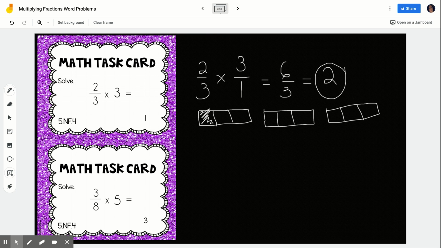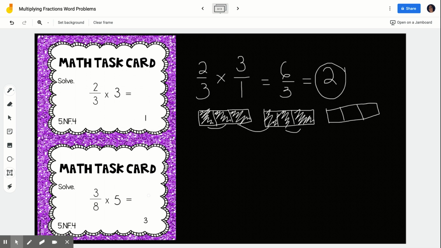we would say 2 out of 3. So 2 out of 3, and I'm going to keep going down this model. Let's do another 2 out of 3, and another 2 out of 3. So if we took 2 pieces out of each one, 2 pieces, 2 pieces, and 2 pieces, then all together this would equal 2 wholes. So that's how that works.